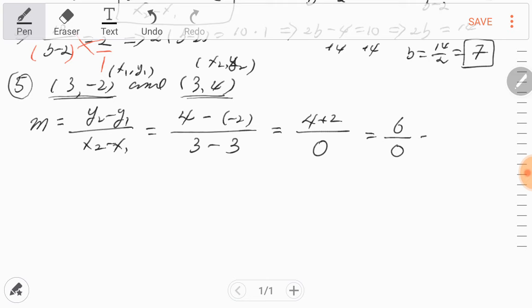Once the denominator is 0, then this is undefined. The slope is undefined because the denominator is 0. Actually, the line passing through these 2 points is a vertical line, and a vertical line has an undefined slope, right? What about if 0 is in the numerator? If 0 is in the numerator, then the value is 0, then the slope is 0. If the slope is 0, then it's a horizontal line. For this example, a vertical line, the slope is undefined because the denominator is 0.